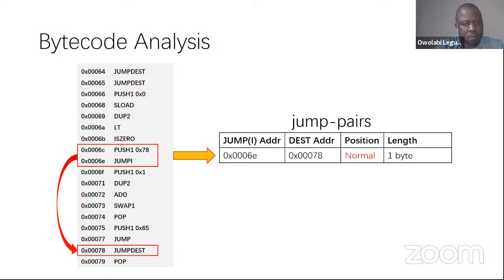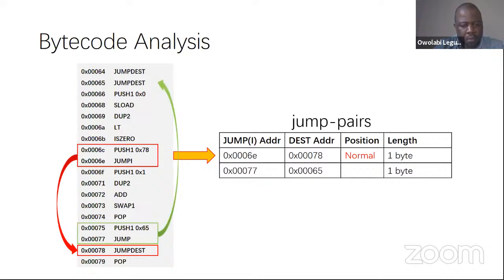consists of 4 attributes. First is the address of JUMPI. Second is the address of JUMPDEST. Third, if the address of JUMPI is ahead of the address of JUMPDEST, it's called normal. If not, it's called reverse. Fourth is the length of the jump address. The purpose of this step is to make sure the CFG of the protected bytecode will be correct.